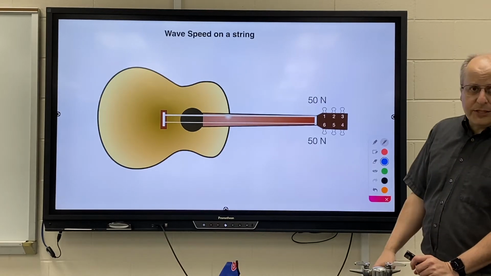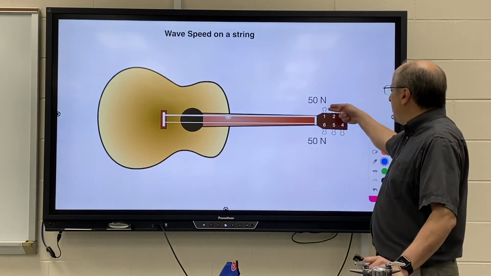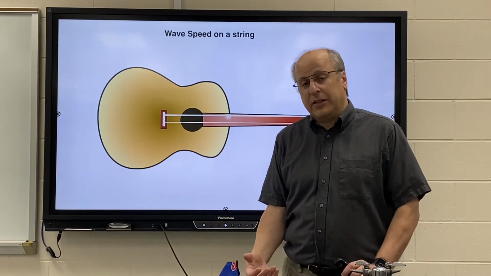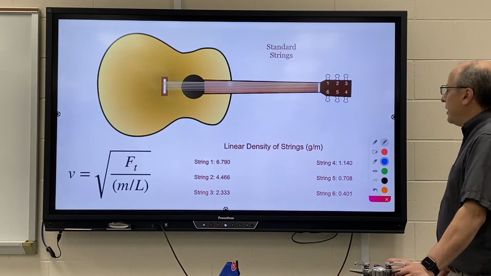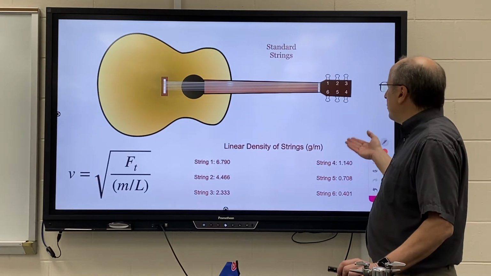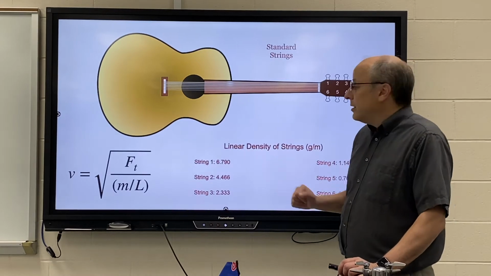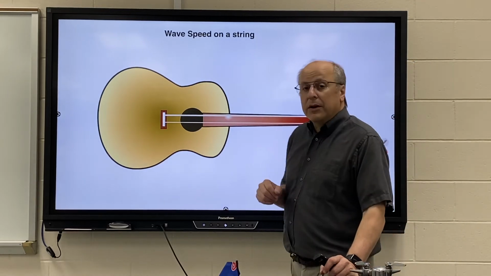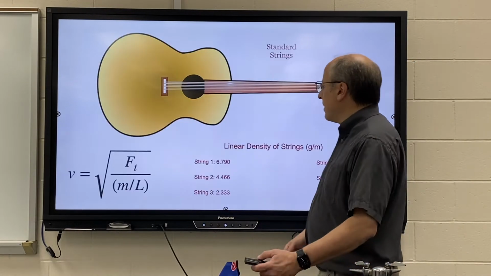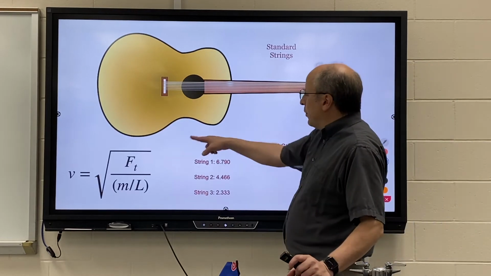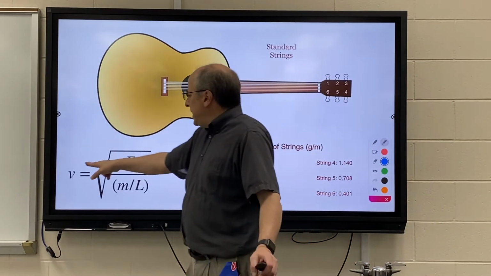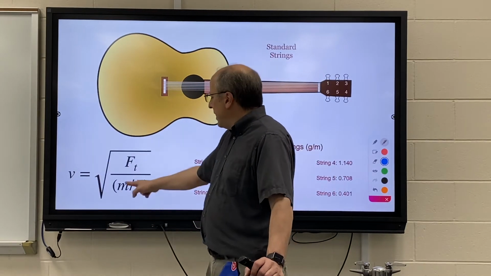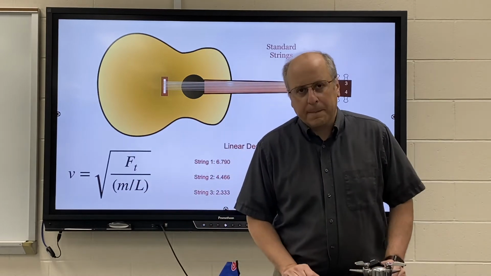Okay, what we didn't test yesterday was what happens if both strings are at the same tension, but one of the strings is heavier than another. It turns out that when the string is heavier, the wave is going to move slower. So when we take a look at this thing, the wave is going to travel slower under the heavier string. Okay, when we put this all together, we get a formula that looks like this. Speed of the wave is equal to the square root of tension on top, linear density on the bottom.